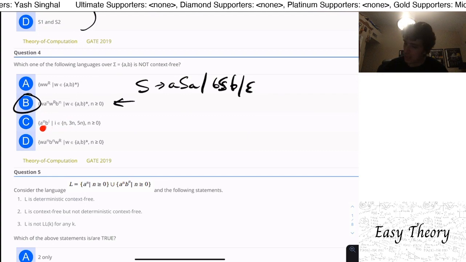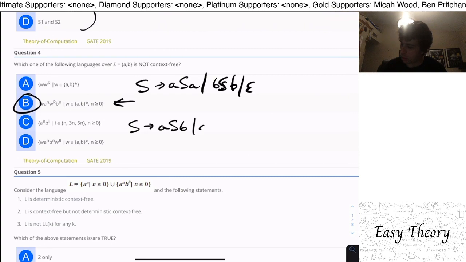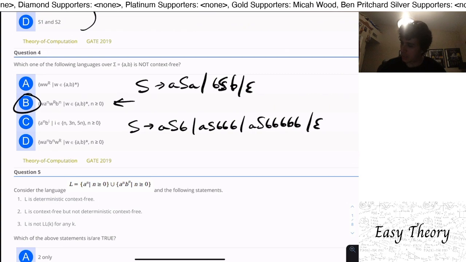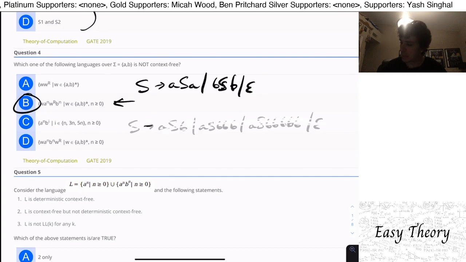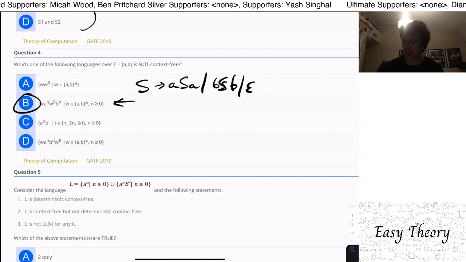This one is going to be S goes to ASB, or ASBBB, or AS with 5 B's, or empty, because the I here involves. Actually, no, it's not quite that easy, but I claim it's context free because you can have a variable that does the n part, another variable that does the 3n, and another variable that does the 5n. In this one, you can modify this grammar, and instead of going to empty here, you go to another variable that makes the a to the n, b to the n part. So you can recursively go down into the a to the n, b to the n part.